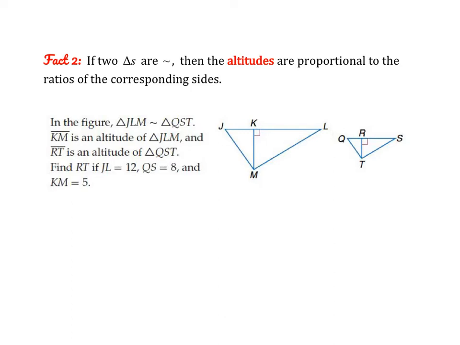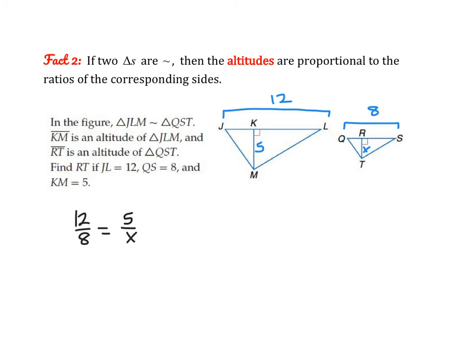They tell us to find RT. Since it's the segment we're finding, I'm going to call it X. If JL, that's this entire distance, is 12, QS is 8, and KM is 5. So we can just set up our ratio. Our corresponding sides would be 12 and 8. So we can say 12 over 8 equals, and then our corresponding altitudes are 5 and x. So 5 over x.